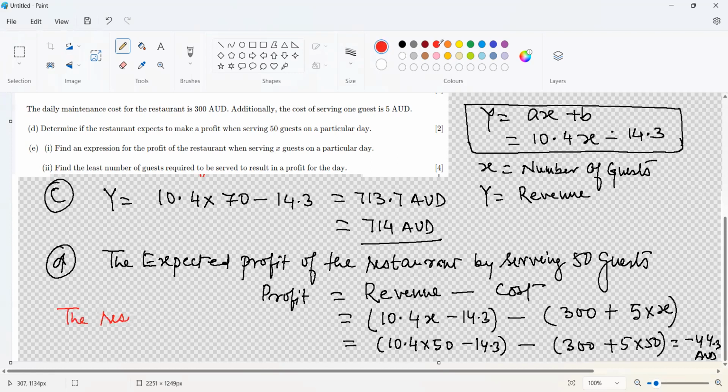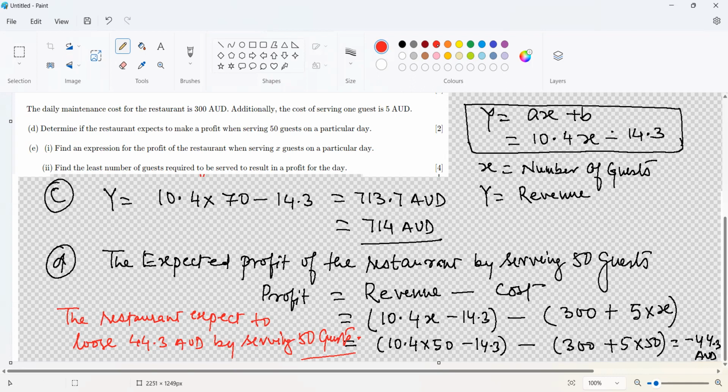The restaurant expects to lose 44.3 AUD by serving 50 guests, isn't it? Yes, are you getting this? Yeah, I'm getting this.